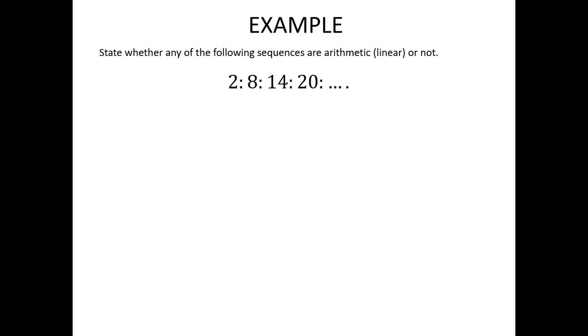You need to remember that for an arithmetic sequence, you need to add a constant value to get the next term. The difference between 2 and 8 is how much? It is 6. What about the difference between 14 and 8? It is also 6. The difference between 14 and 20? It is also 6. You will notice that here we need to add 6 to get to the next term.